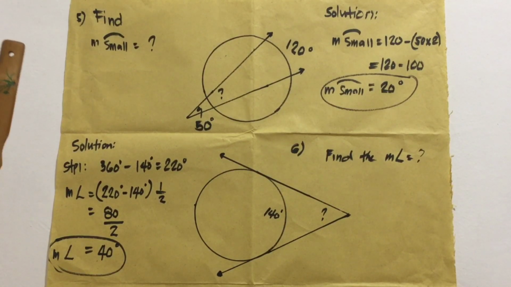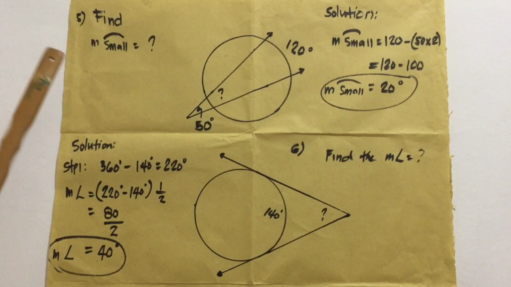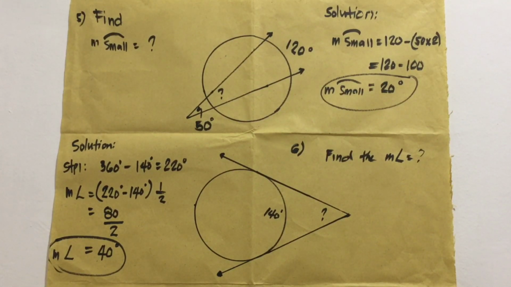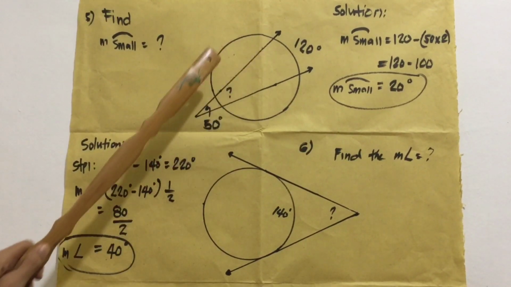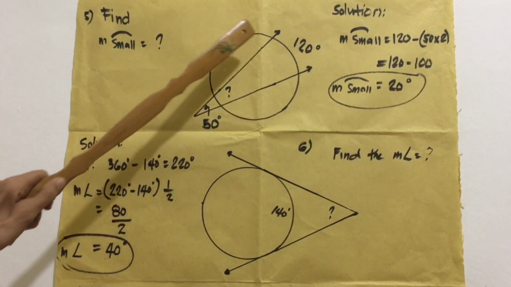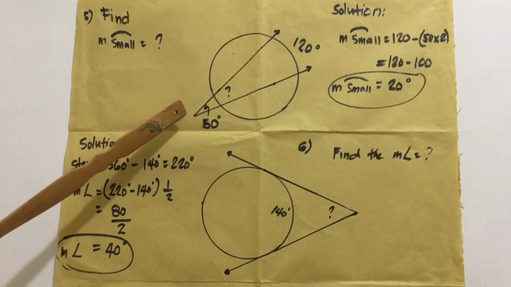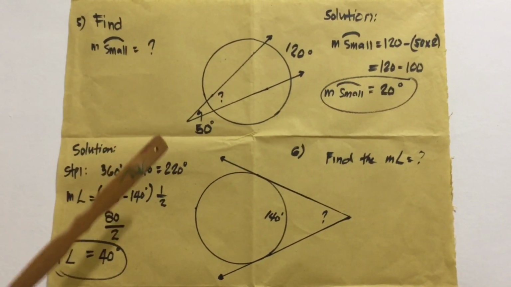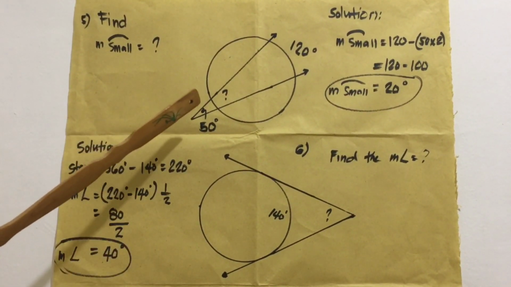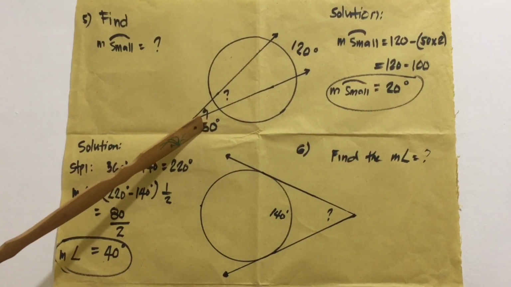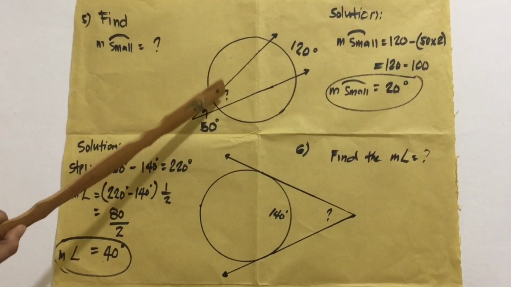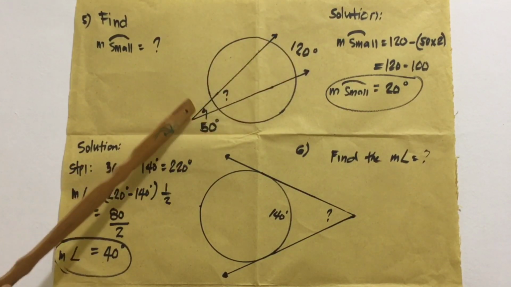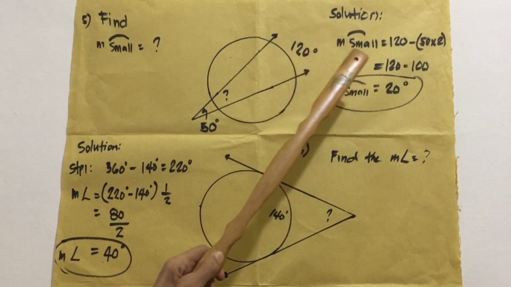Number 5, find the measure of the small arc. First, we have to analyze the given circle and the secants. The secant lines intersect each other and form an angle outside of the circle. The measure of this angle is 50 degrees, the small arc is unknown, and the big arc is 120 degrees. How to compute this? We will use the solution.